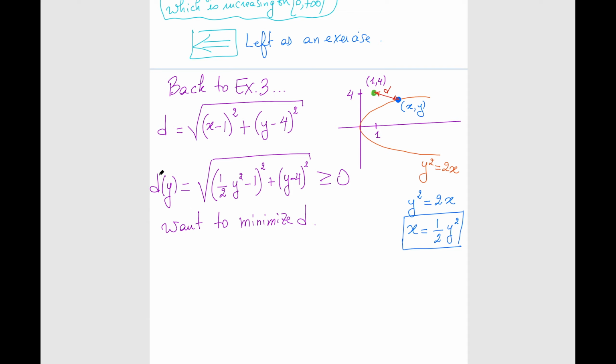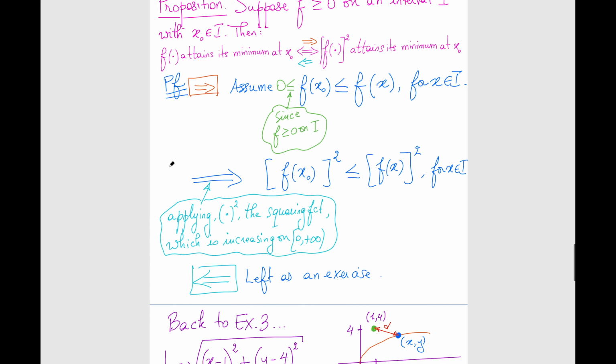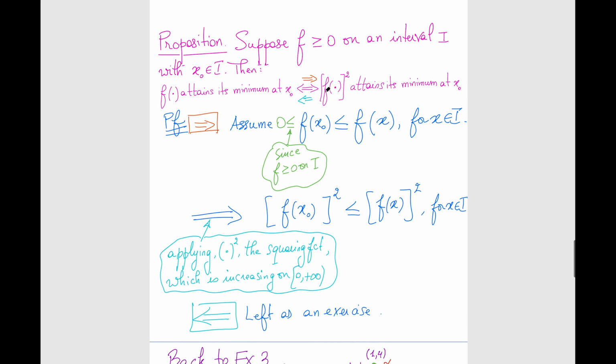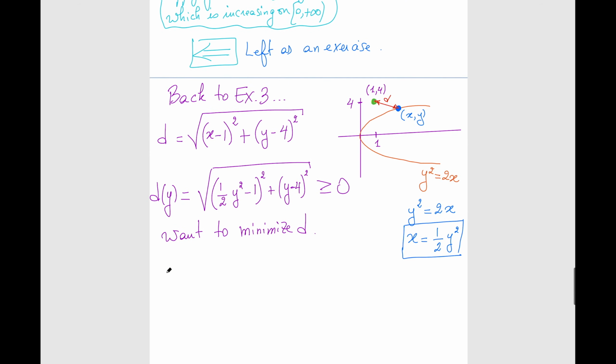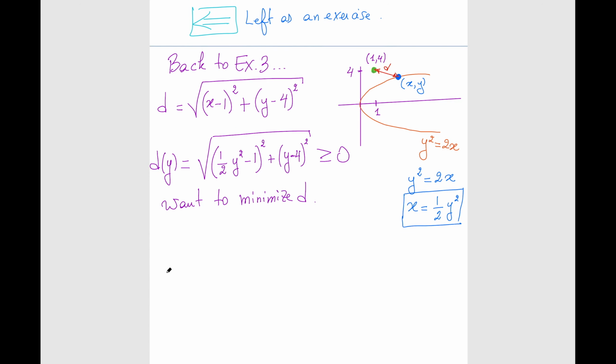So how about we square this function, forget about the square root, and find the minimum of the squared function. And the good news is, by this proposition, once you find the minimum of the squared function, that's exactly the minimum of the current d function, right? So by squaring, we're not going to lose anything. It's just going to simplify the work we're going to be doing. Make sense? So this is the use of that proposition that we just discussed.